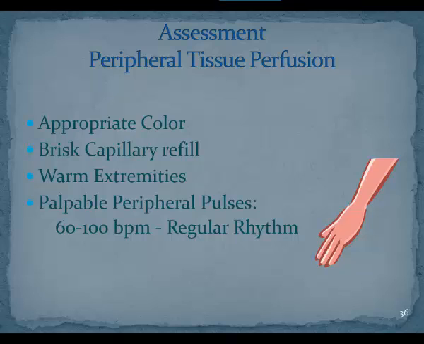So how are you going to assess peripheral tissue perfusion? And the answer is you look, listen, and feel. Look for appropriate color, listen to heart sounds, and feel the warmth of the skin, feel the strength and regularity of the pulses, and check capillary refill time.